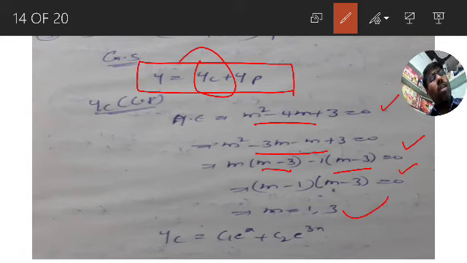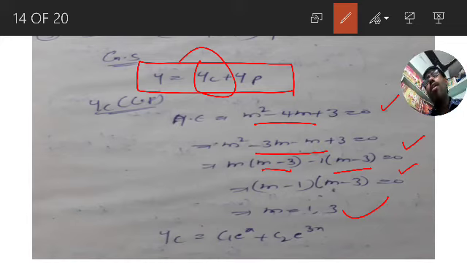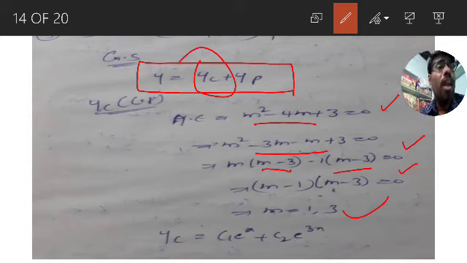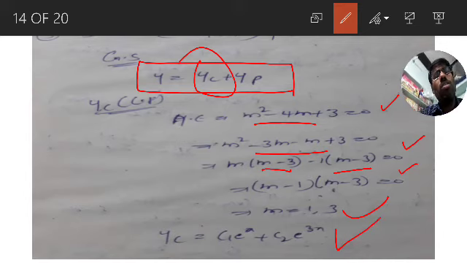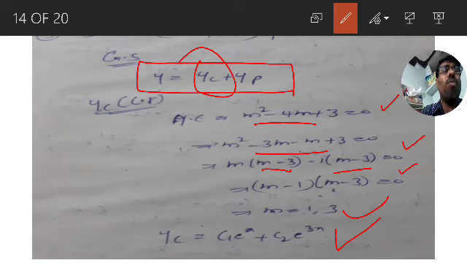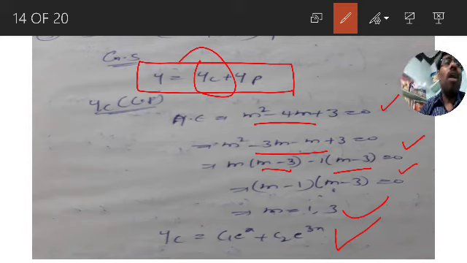What are the roots? Factorization of the quadratic equation m square minus 4m plus 3, we got the roots 1 comma 3. The roots are real and different. Roots are real and different, therefore the general solution, that is YC of the corresponding homogeneous equation, is YC equal to C1 into e power x plus C2 into e power 3x. So the complementary function, that is YC, is C1 into e power x plus C2 into e power 3x. So we got the YC.